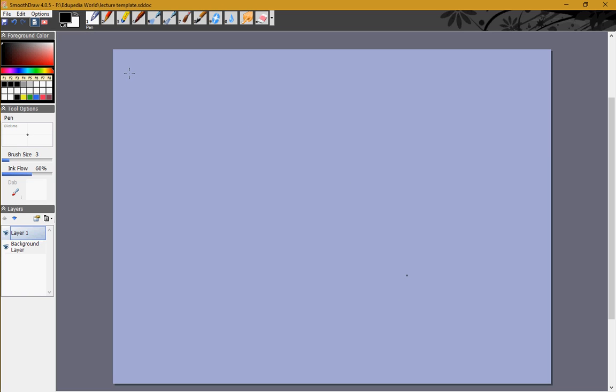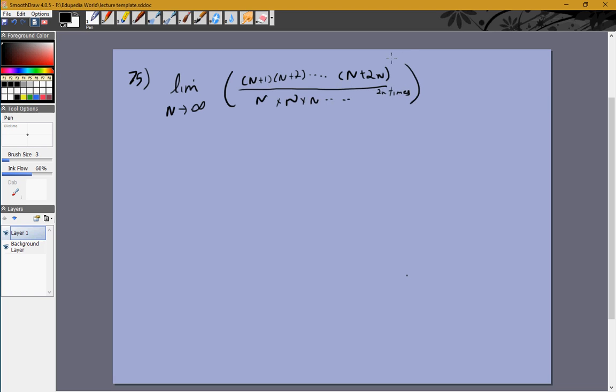Next we are given the limit as n goes to infinity, up to 3n, which I'll just write as n plus 2n, and in the denominator we have n to the power 2n, or n, 2n times, and all of this is to the power of 1 by n.